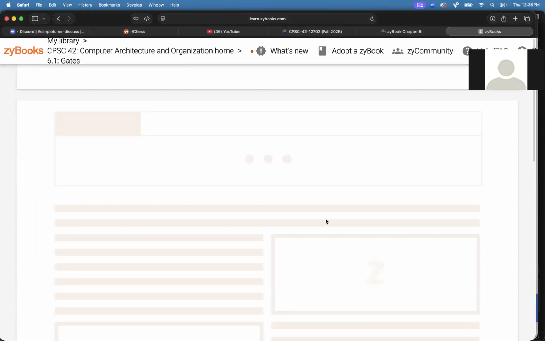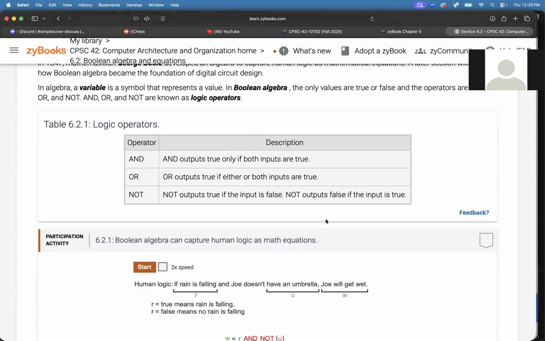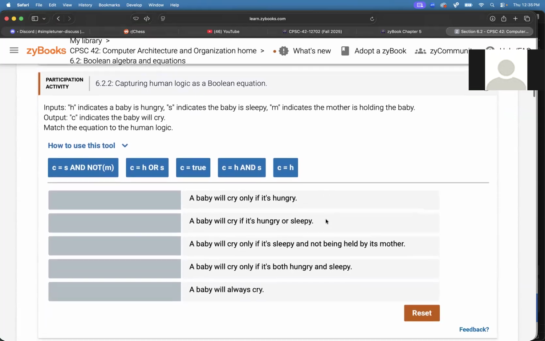Cool. So this stuff we've been doing for a little while, right? Boolean algebra. They're going to start easily, I think.